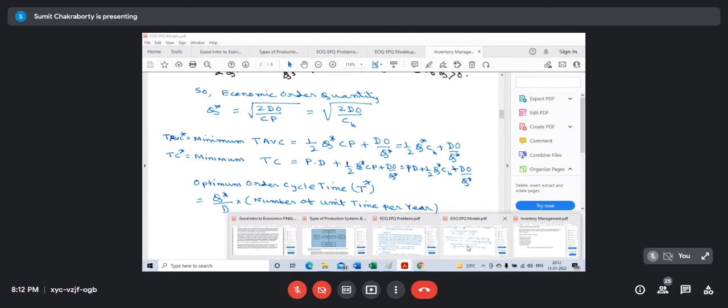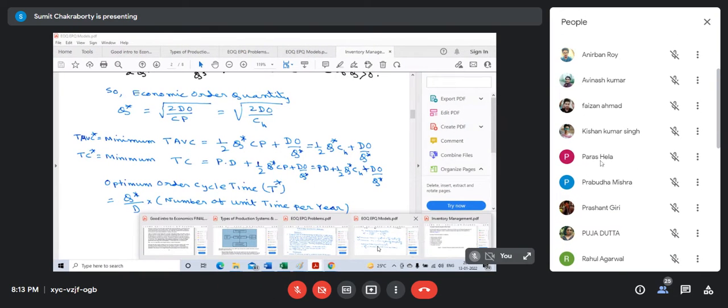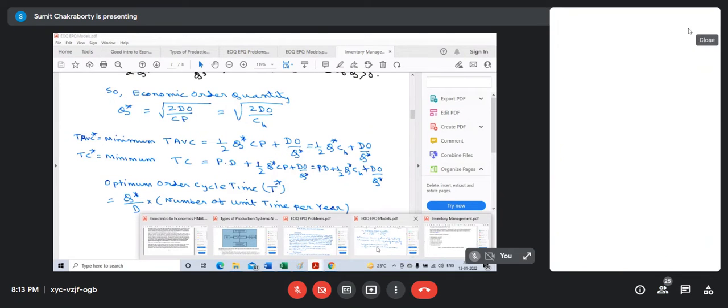Right. So, sir, for any given question, we will always try to minimize the cost. So we will always take Q equal to Q star. After you find out Q star, then yes, Q equal to Q star. Okay, sir. All right.